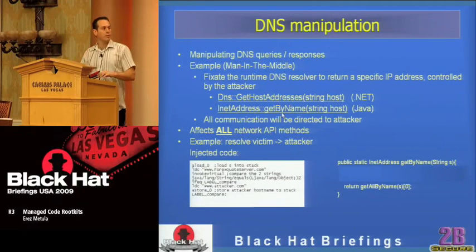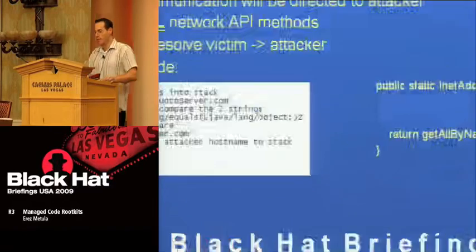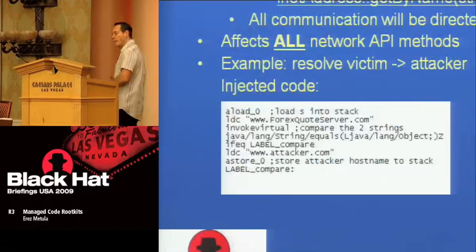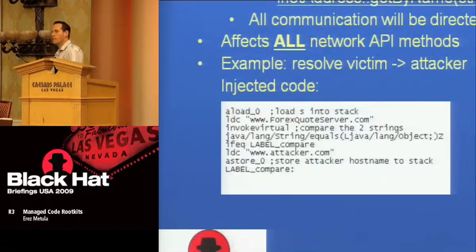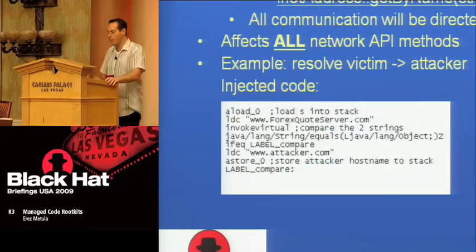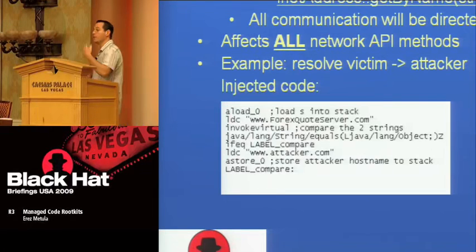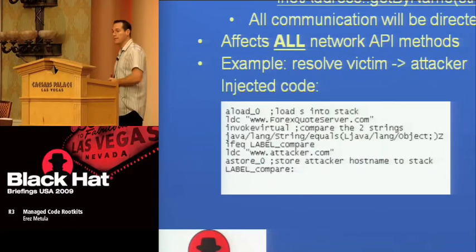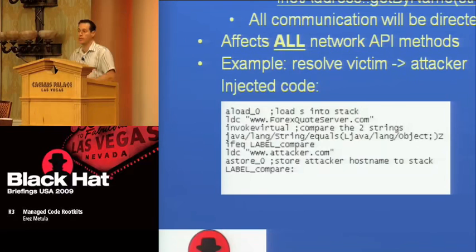So what are we going to do now? I'm going to inject, and this is an example on Java. This is a Java rootkit. Now I'm going to inject code into the Java JVM so that when a resolving for a server called www.forexquoteserver.com is issued, the answer returned will be the IP of www.attacker.com. So basically, we're doing some DNS manipulation over here.